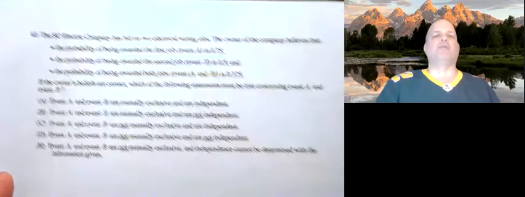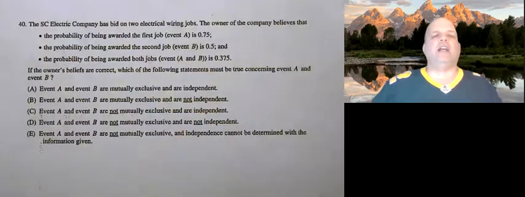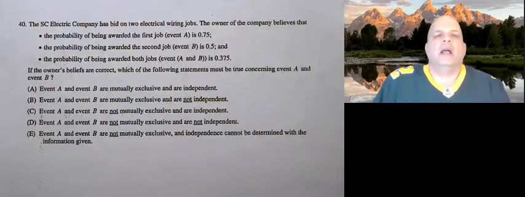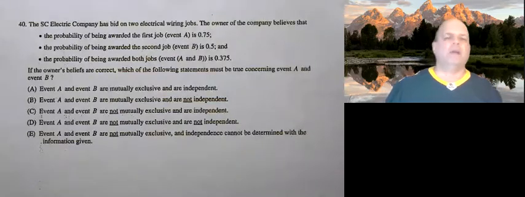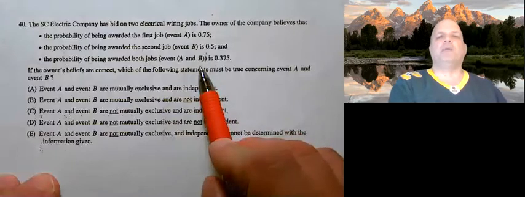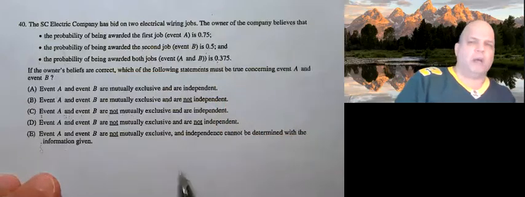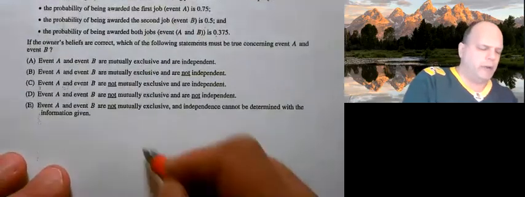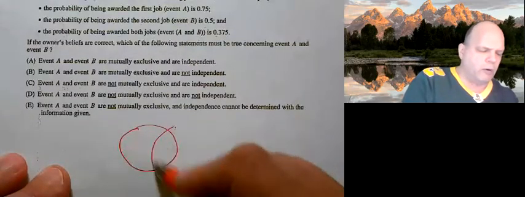All right, number 40. The SC Electric Company has bid on 2 electrical wiring jobs. The owner of the company believes that the probability of being awarded the first job is 0.75. The probability of being awarded the second job is 0.5, and the probability of being awarded A and B is 0.375. I'm going to go ahead and draw a Venn diagram, even though I normally don't use these. I think it'll be informative here.